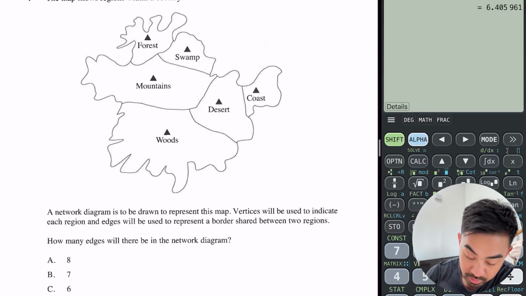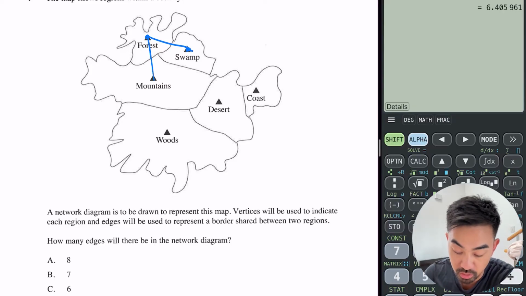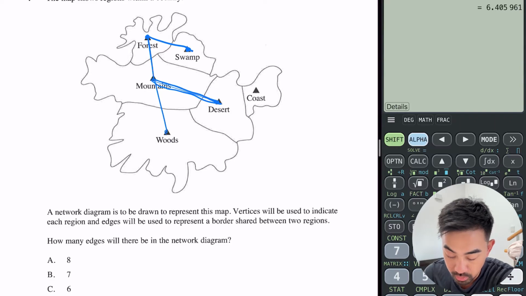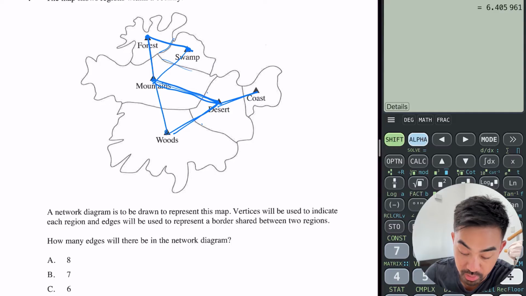Okay, so these represent vertices, and the edges represent how many borders it's got. So here it's got 2, so 2. That's sweet. There's one in between wooden mountains here, so there's got to be another one here. Woods has 2, so 2 there. Desert has 1, 2, and 3, so 1 there. Swamp has 1 edge, 2 edge, so 1 goes across here. So how many edges will there be? Okay, so there is 1, 2, 3, 4, 5, 6, 7. I'm pretty sure. Or B.